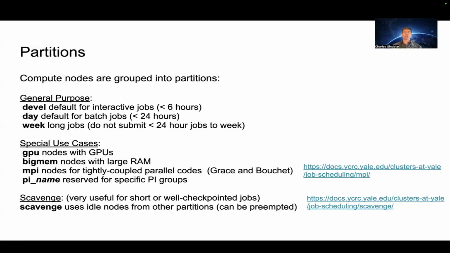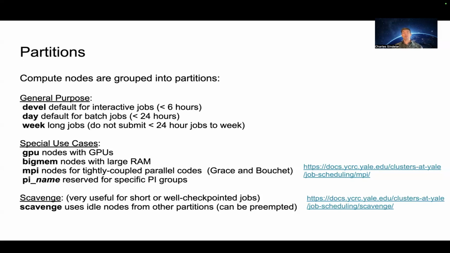And those are purchased by those groups for use, especially for them. Finally, there is a scavenge partition, and this actually is designed to take advantage of unused resources that can also include the PI partitions. And the way that you use this is that you submit a job to the scavenge partition with the knowledge that it will run if there's any free resources.